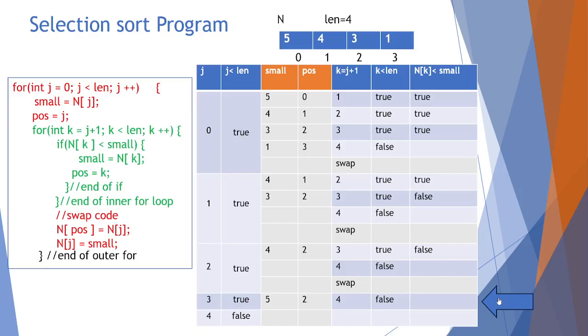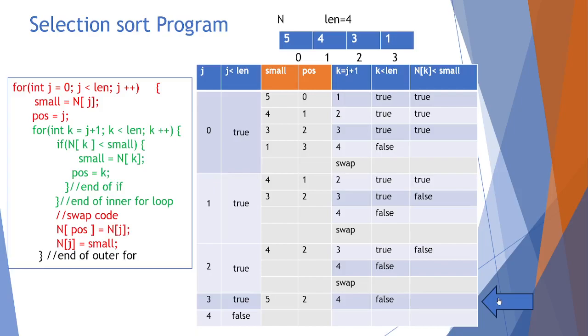Now for int j is equal to 0, j less than len, j plus plus. Small and pause are updated in the outer for loop with n of j. n is 5431. j is 0 and position is 0. Now the inner for loop. Let's understand with the help of the dry run on the right side, the columns j and j less than len.